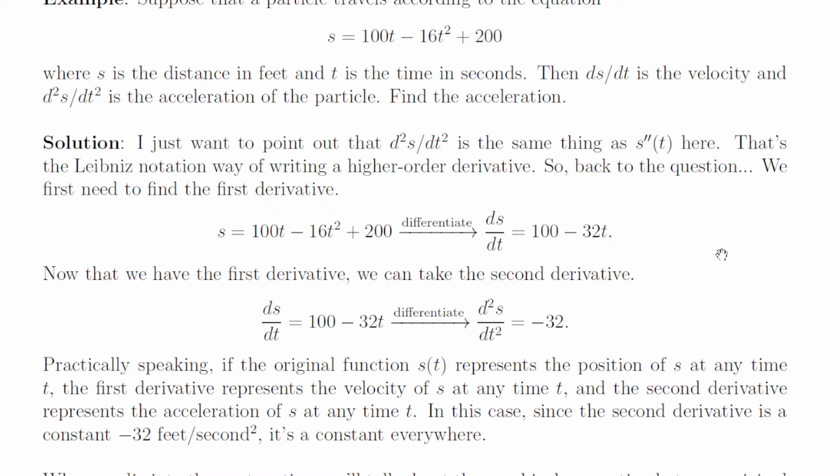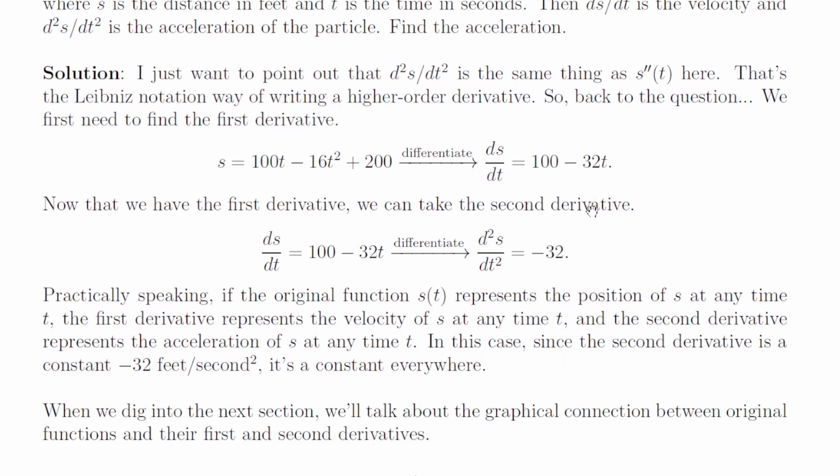And the constant term goes away. So that's our first derivative. Now we need to figure out the second derivative. So the second derivative, we literally just take the derivative of our first derivative. So the second derivative is just going to be the derivative of 100 minus 32t.